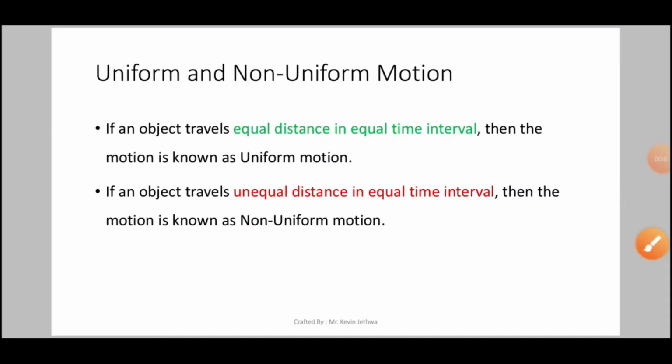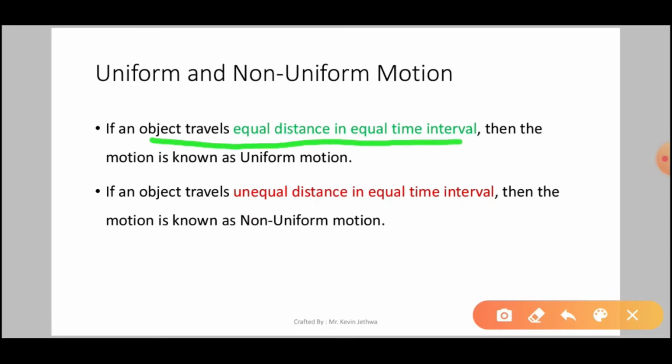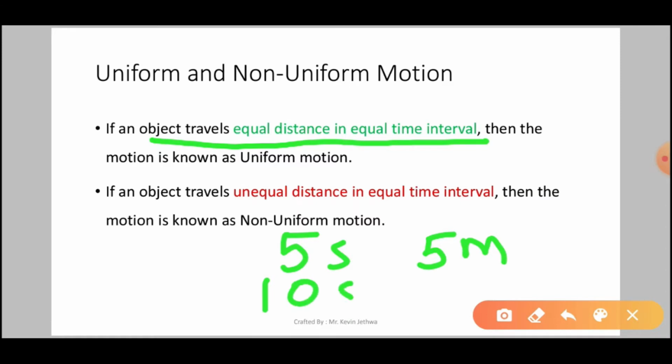Let us understand what is uniform and non-uniform motion. Now, defining uniform and non-uniform motion, first of all, uniform motion is a motion in which an object travels equal distance in equal time interval. Means, if let us say any object that is in motion and under study travels equal distance in equal time, means for first 5 seconds 5 meters, next 5 seconds means total 10 seconds 10 meters, means 1 meter per second. So in equal time interval, if it travels equal distance, it is said to be in a uniform motion.